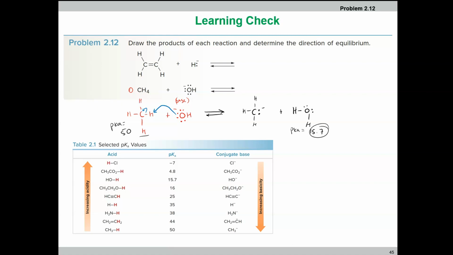So this is stronger, which means that this chemical reaction is going to go to the left. The stronger acid is going to prevail. A little bit can go to the right, but a majority of this is going to go left.